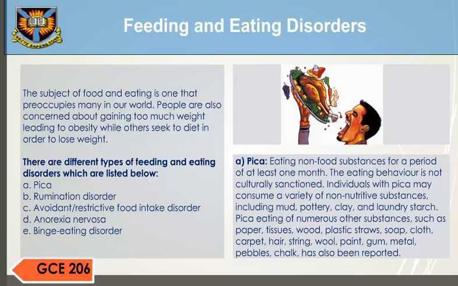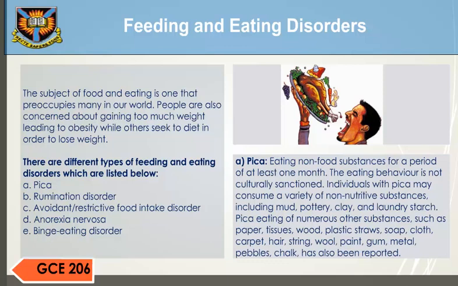Feeding and eating disorders. The subject of food and eating is one that preoccupies many in our world. People are concerned about gaining too much weight, leading to obesity, while others seek to diet in order to lose weight. There are different types of feeding and eating disorders, which are listed below. A. Pica. B. Rumination disorder. C. Avoidant restrictive food intake disorder. D. Anorexia nervosa. E. Binge eating disorder.